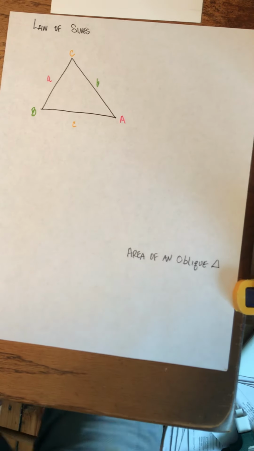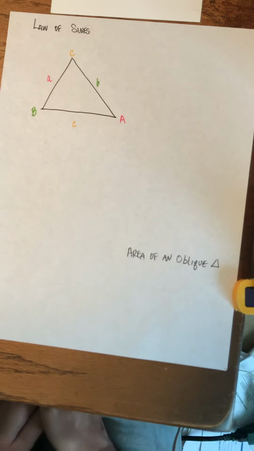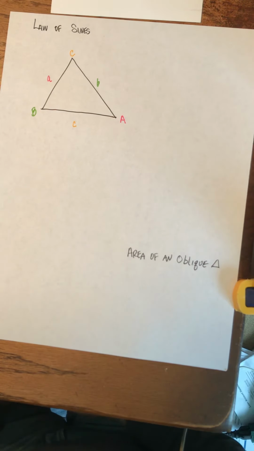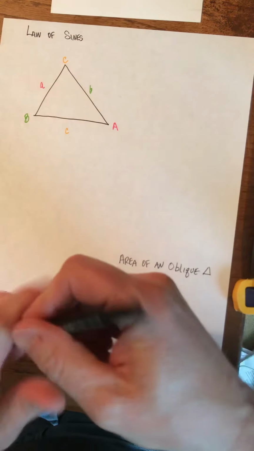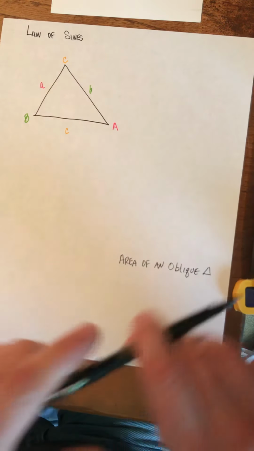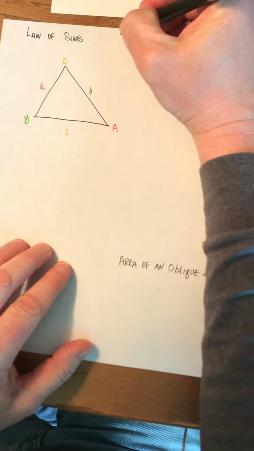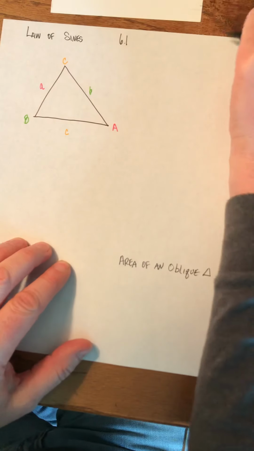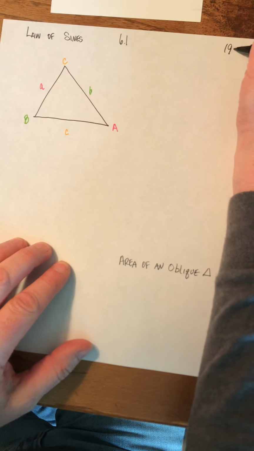Hey guys, here's the last two parts to our course. One is called the law of sines, and the other one is called the law of cosines, which my next video will be on. This is section 6.1 in your textbook, and this is course 192.